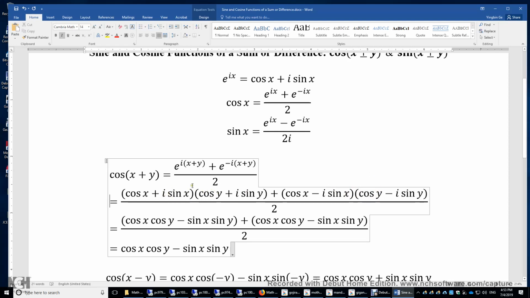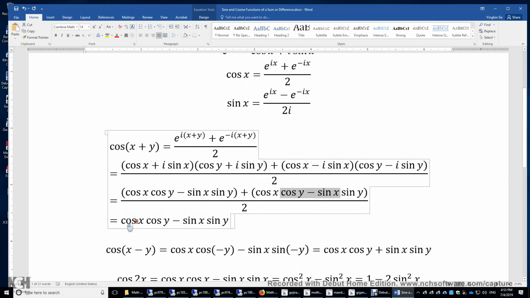Fortunately, if you look at the imaginary terms, the 2 imaginary terms over here and these 2 imaginary terms are exactly the same, but with opposite signs. Therefore, they cancel. How about the real terms? The real terms are cosine x cosine y minus sine x sine y here. How about this one? Same thing. Therefore, the result is simple. Cosine x times cosine y minus sine x sine y is equal to cosine x plus y.